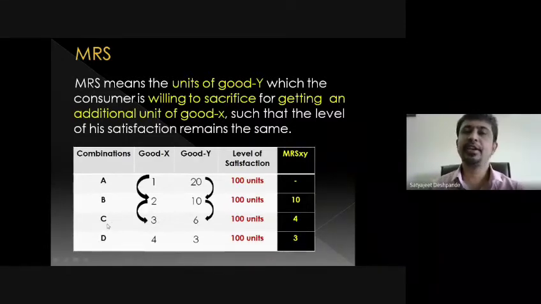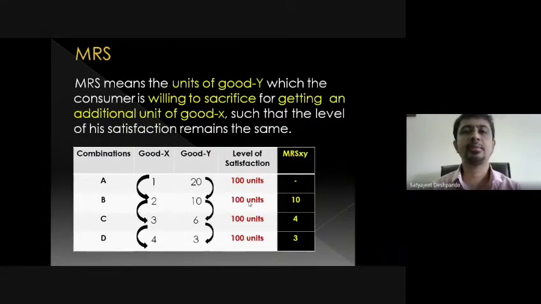Now, when we take the consumer from C to D, this time for getting an extra unit of good X, he is willing to sacrifice 3 units of good Y, from 6 to 3. So he has sacrificed 3 units of good Y for getting one additional unit of good X, and that's why here the marginal rate of substitution is equal to 3.